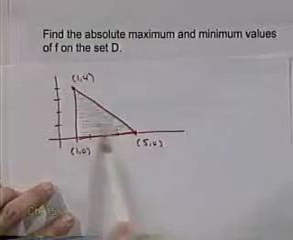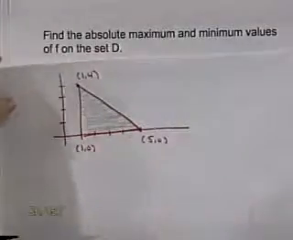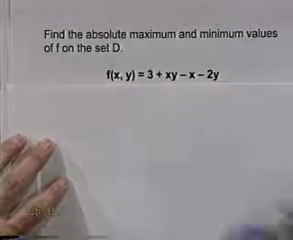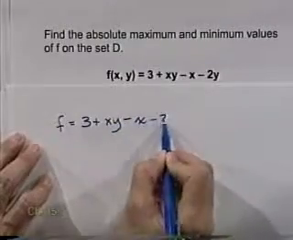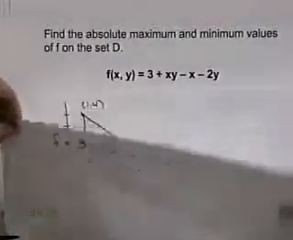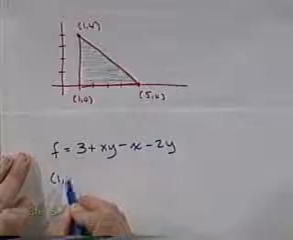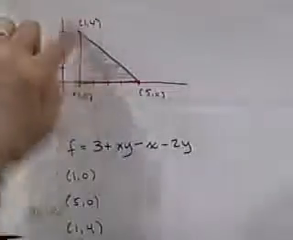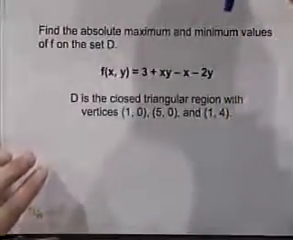So first, we want to see, are there any candidates in the interior of that region? To check to see if we have candidates in the interior, let's first copy our function so we have it. Our function here is f equal to 3 plus xy minus x minus 2y. Now, first of all, if you want to be on the safe side, you can say, I always throw in the corners. So you're going to throw in 1, 0, 5, 0, and 1, 4. We'll throw those in first. Okay, those points we'll have to check. Let's put that aside for now. And let's get our candidates for the interior.